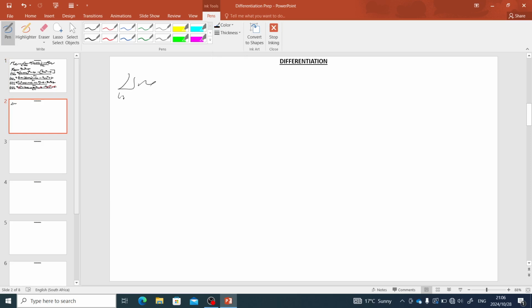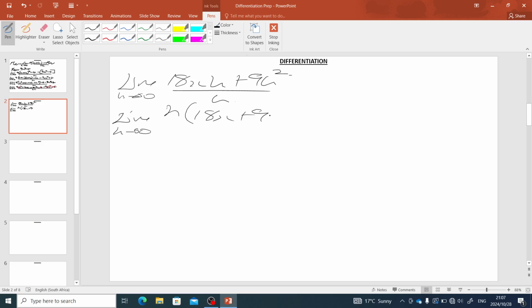limit as h approaches 0, we are then left with 18xh plus 9h squared, divided by h. Then from there we will take out the common factor. It is limit as h approaches 0. Then the common factor, it is h. Then we are having 18x plus 9h. Now the h and the h will cancel out. We can then substitute h with 0.